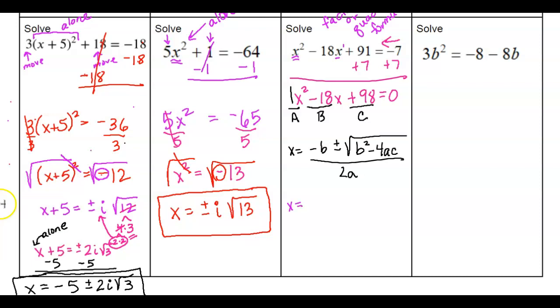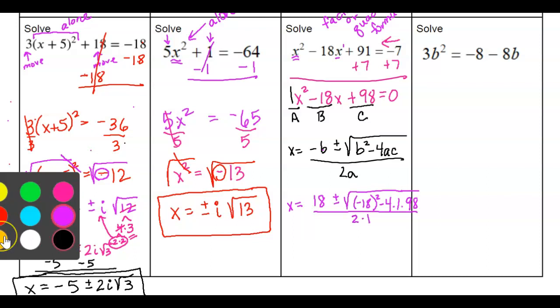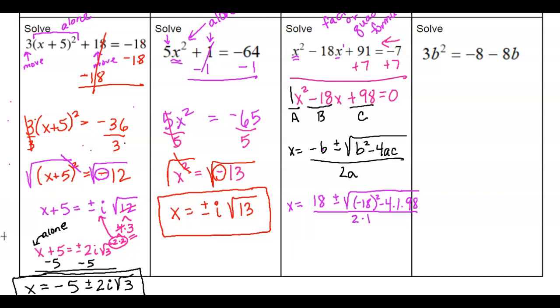So let's substitute the numbers. The opposite of B would be positive 18. B squared, since it's a negative, I'm going to put that in a parenthesis. It does matter. Times A is 1. Times C is 98. Now, I'm going to all divide by 2 times A. Okay? As a refresher, the first step on the quadratic formula to clean it up is to type this into a calculator.